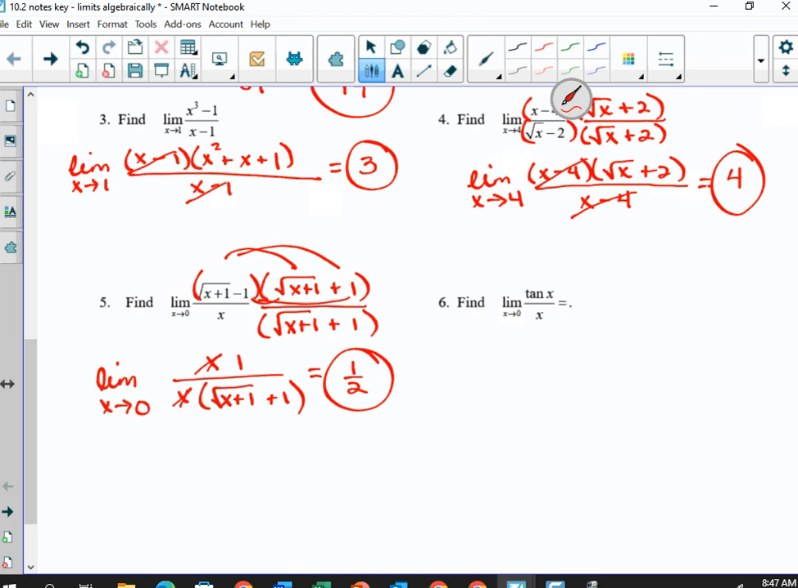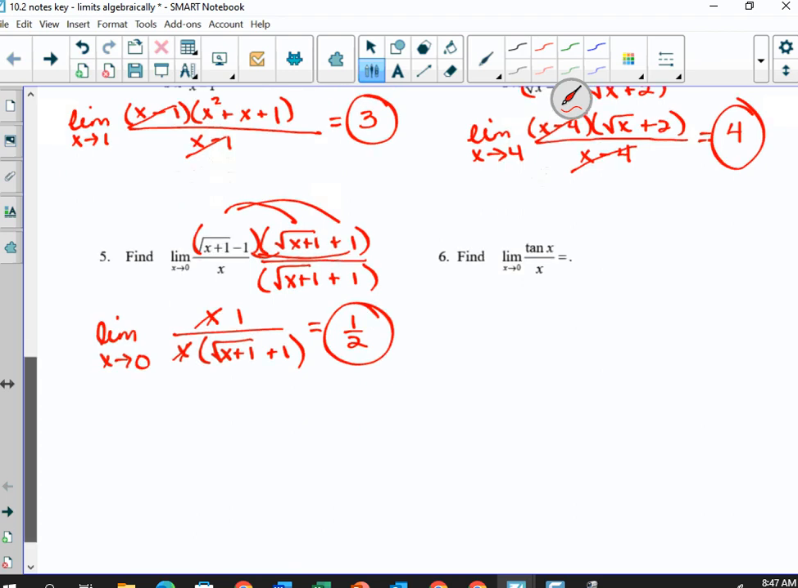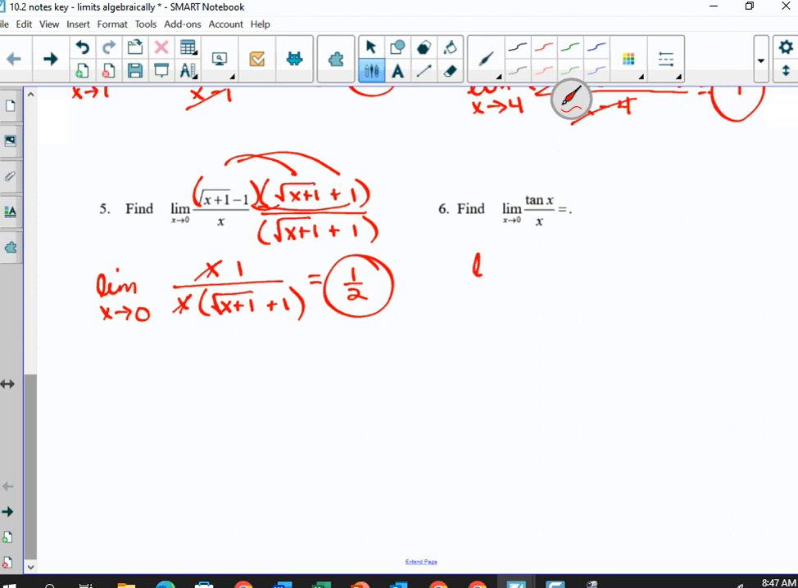All right, number 6. I know we love trig, right? Okay, so I'm going to walk you through this because obviously this one's a little weird. So limit as x approaches 0. Okay, let's think, what do we know about tangent? How else could I write tangent? See, you guys know things.